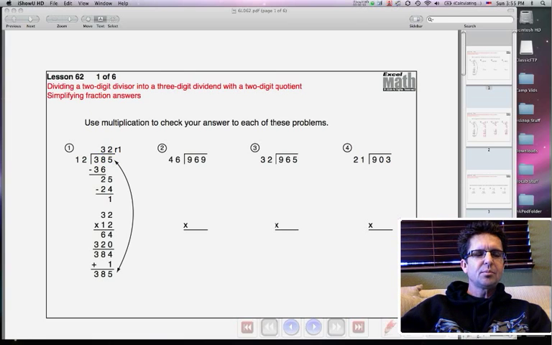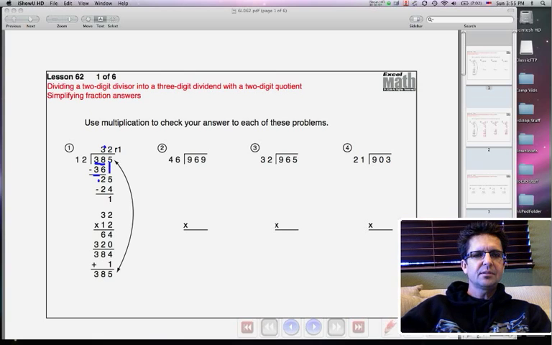Let's take a look at sample problem number 1, 385 divided by 12. So 12 does not go into 3, so we join the 3 with the 8. 12 goes into 38 3 times. 3 times 12 is 36. 38 minus 36 is 2.